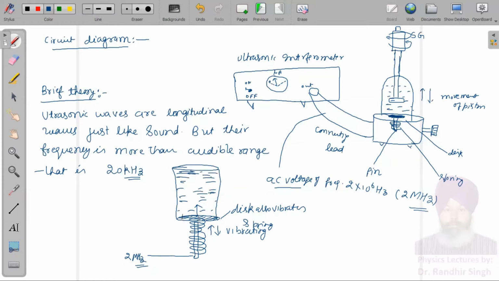So when this disc will vibrate up and down, then it will produce sound waves, or rather ultrasonic waves, because of the vibration of water. So as a result, ultrasonic waves will move upward. The frequency of these ultrasonic waves will be exactly equal to the frequency of vibration of the disk. Since the disk is vibrating with the frequency 2 megahertz, therefore ultrasonic waves will be produced. These will also have frequency 2 megahertz. But we have placed a piston in the cylinder.